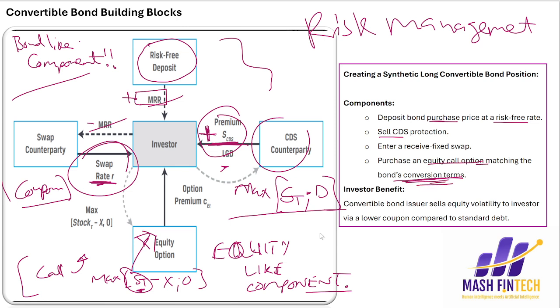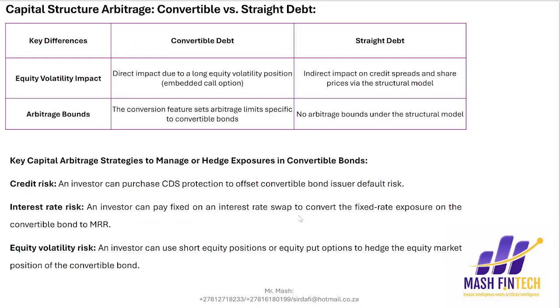The benefit to the investor is that the convertible bond issuer sells equity volatility to the investor via a lower coupon compared to the standard debt. So volatility is sold at a lower coupon as compared to the standard debt. All right. Let's go to the next. Okay, so capital structure arbitrage.